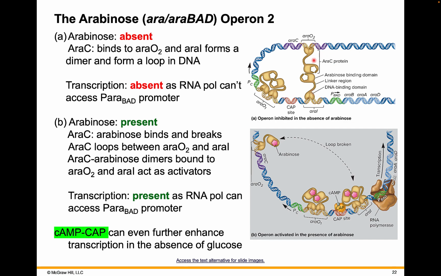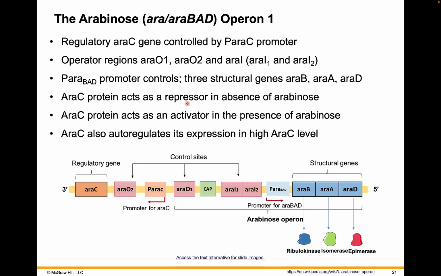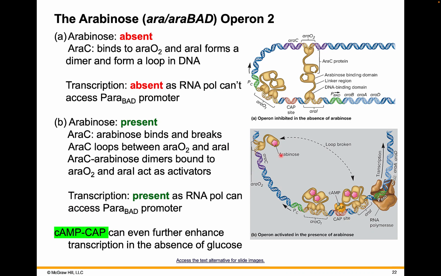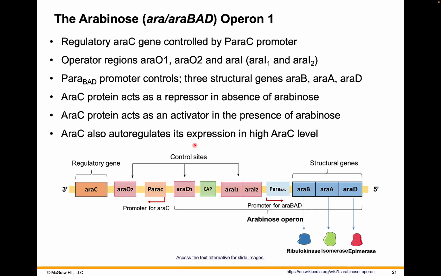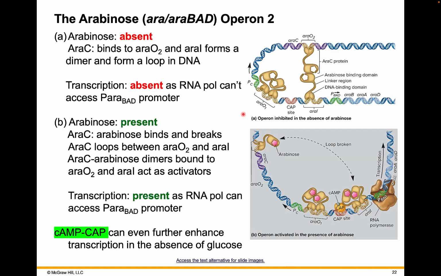So here what you are seeing is that in the absence of arabinose, the AraC is working as a repressor. On the other hand, in the presence of arabinose, the AraC protein acts as an activator, which helps the recruitment. The dimerized AraC, when arabinose is present, helps the recruitment of the RNA polymerase into the PBAD promoter and helps transcription. So that is another thing. So transcription is present, RNA pol can access the PBAD promoter.